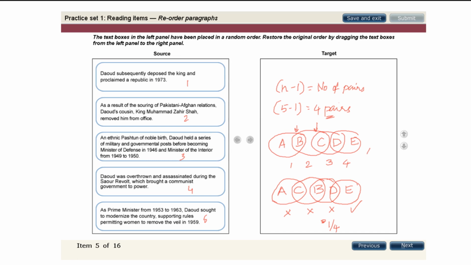Where you would have gotten 4 out of 4 pairs, you would have gotten a really good score on this particular task. And here you would have only got 1 point out of the possible 4 points which you could have nailed if you had got the correct sequence. So that's why I'm telling you guys, you need to focus on how each sentence fits in accordance with the other sentence.